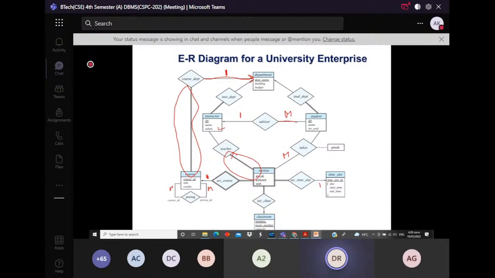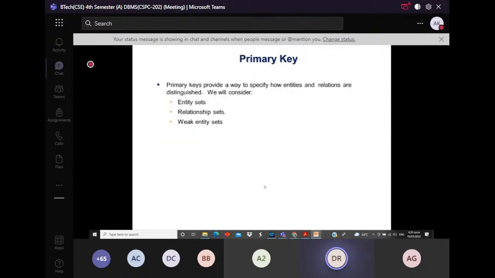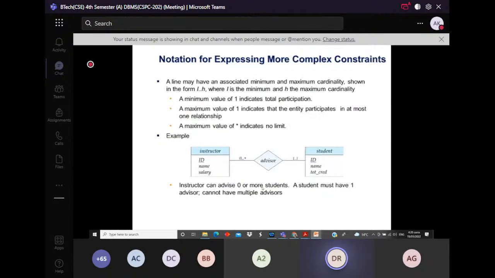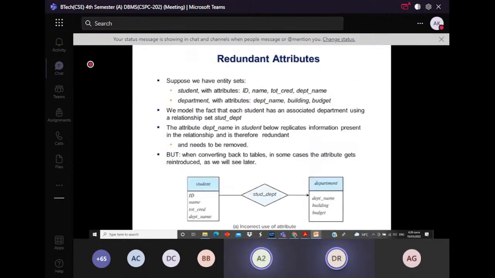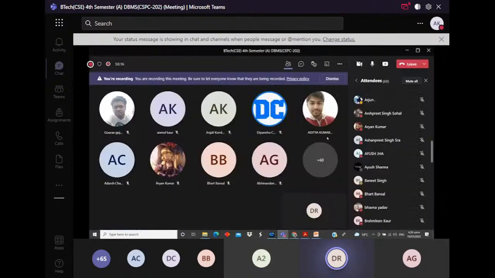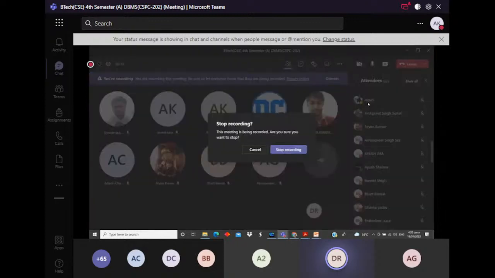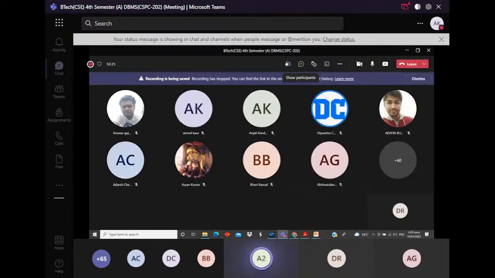Some entities are represented with double rectangles. So what is the meaning of these double diamonds and double rectangles? For that we will have to discuss the concept of weak entity set and identifying relationship, which we will discuss in the next lecture. Yes, any doubt till now? Yes, students, any doubt? No, ma'am.